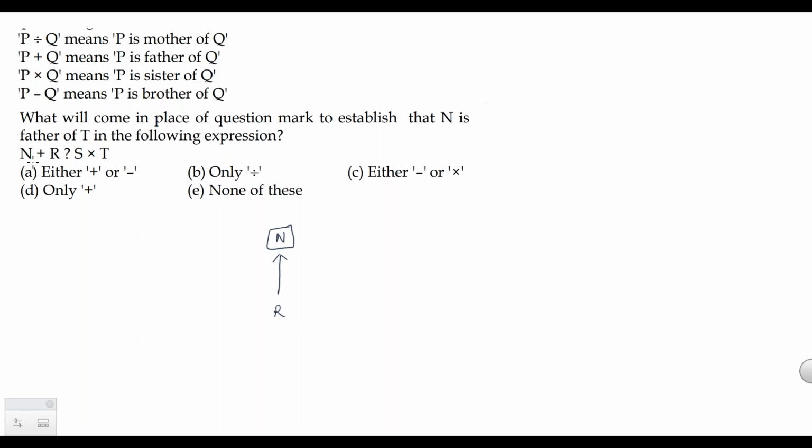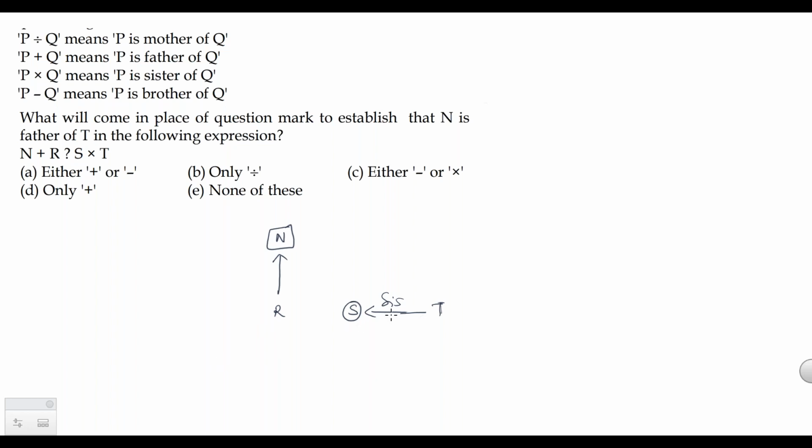Right now, if N should become the father of T, then T and N should be in a gap of only one generation. So I have to take T in the same generation as S. S is the sister of T. Now I cannot take S in the lower generation. If I take S in the lower generation of R, then if I take S and T here, then N will become grandfather. But I want N to be a father.